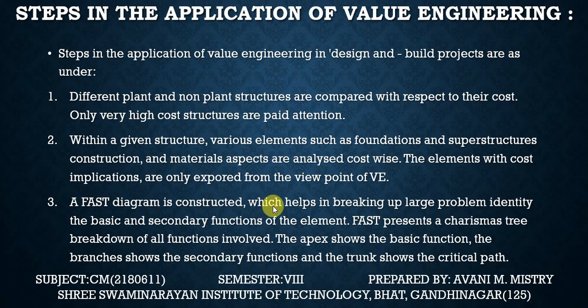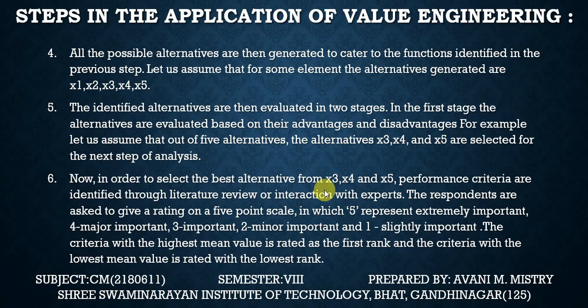A FAST diagram is constructed, which helps in breaking up the large problem and identifying the basic and secondary functions of the element. FAST represents a Christmas tree breakdown of all the functions involved: the apex shows the basic function, the branches show the secondary functions, and the trunk shows the critical parts. All the possible alternatives are then generated to cater to the function identified in the previous step. Let us assume that for some element, the alternatives generated are x1, x2, x3, x4, x5.